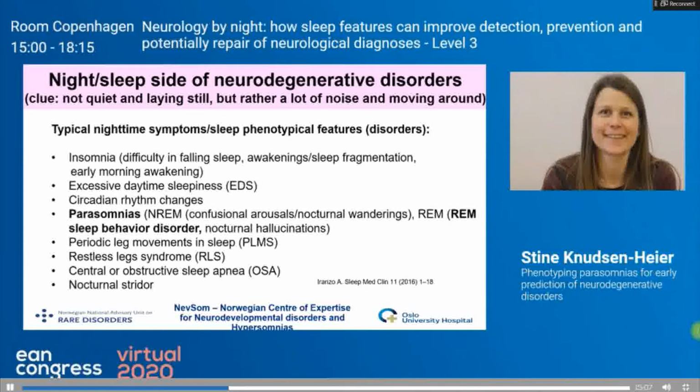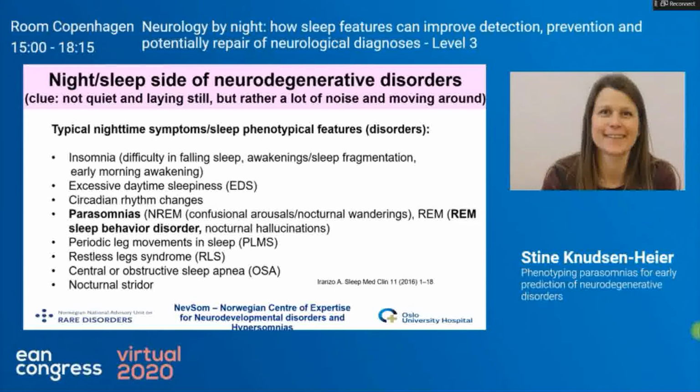And then, as we talked about before, there are the so-called parasomnias, the non-REM parasomnias, where, for example, confusional arousals and nocturnal wanderings can be prevalent, but especially the REM sleep parasomnias, REM sleep behavior disorder and nocturnal hallucinations, are very prevalent.